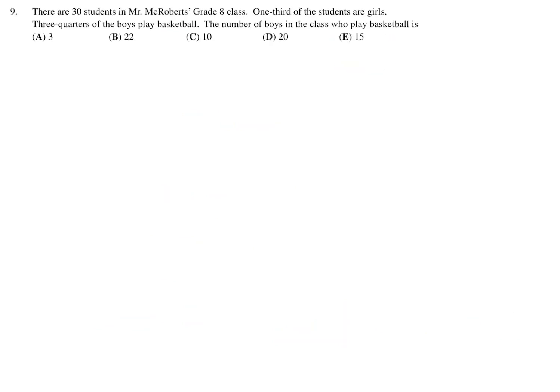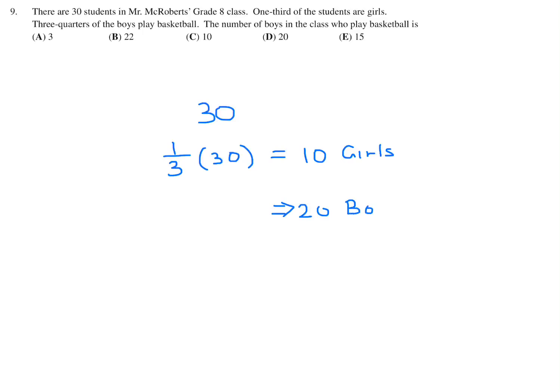There are 30 students in Mr. McRoberts' grade 8 class. 1/3 of the students are girls. 3/4 of the boys play basketball, and the number of boys in the class who play basketball is. So in total, there's 30 students, and 1/3 of the 30 are girls, so that would mean 10 girls. And that means the remaining 20 are boys.